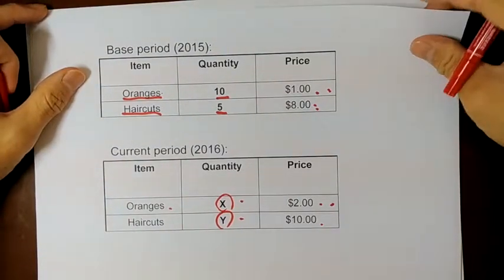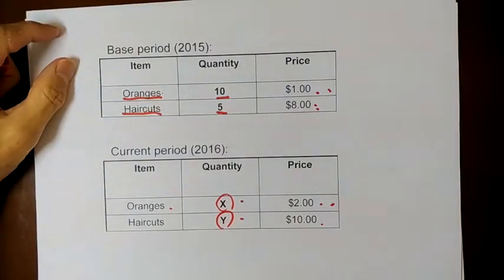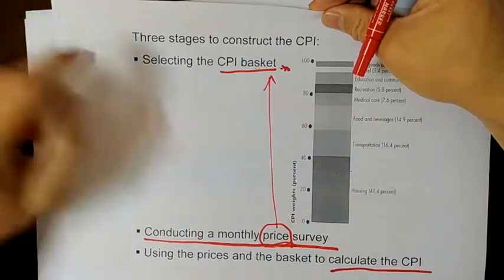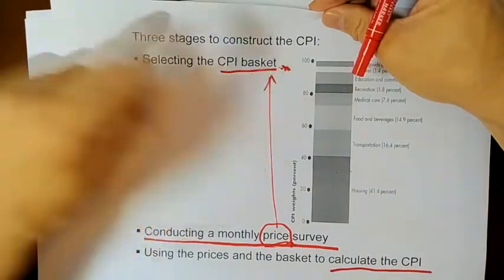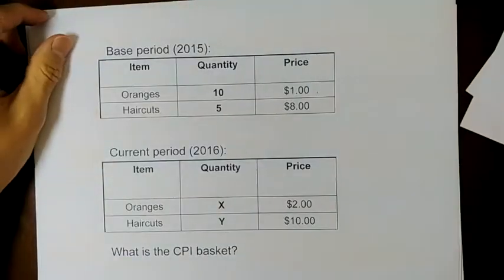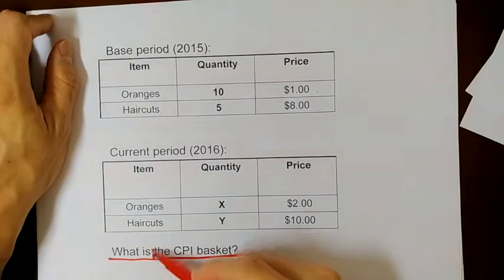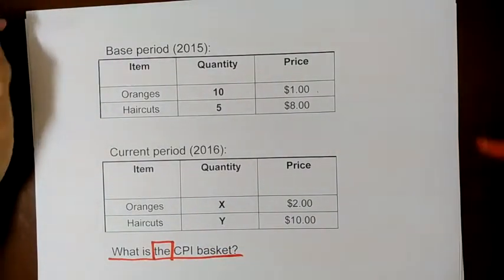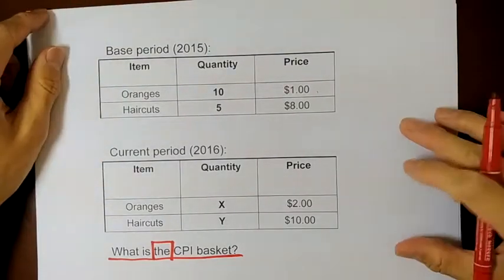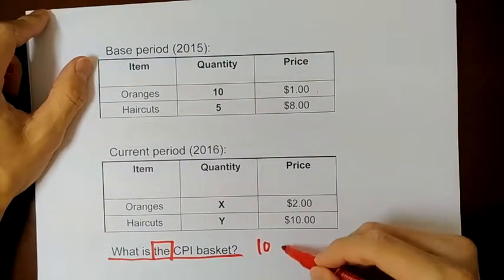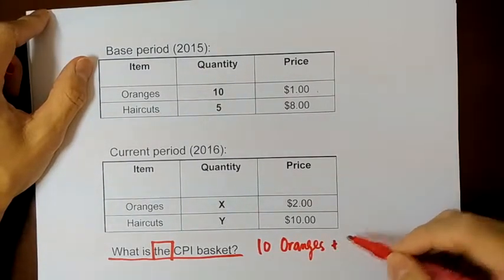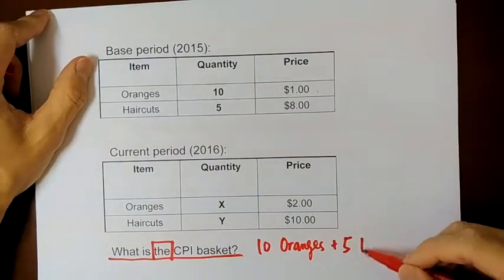Now remember the first stage to construct the CPI, selecting the CPI basket. All right, now, what is the CPI basket in this example? The answer is 10 oranges and 5 haircuts.